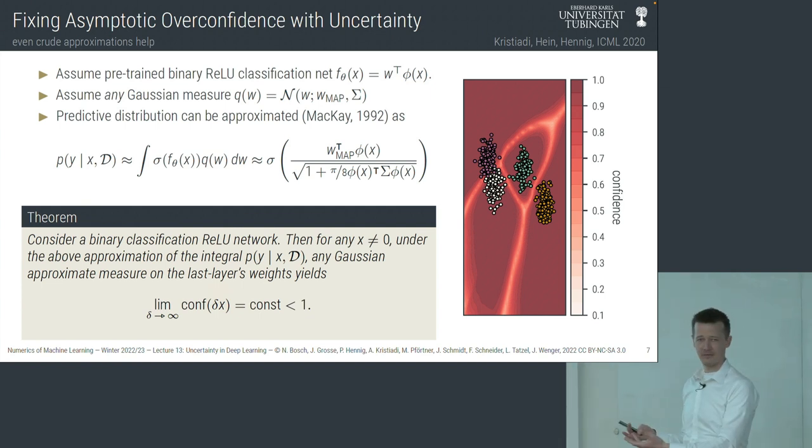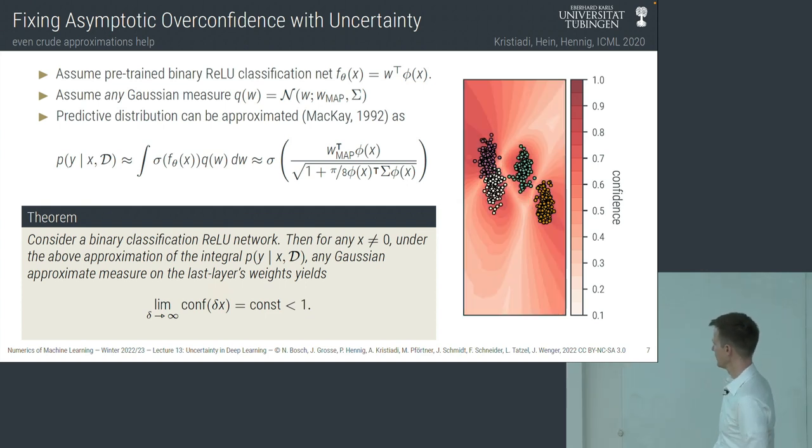How are we going to arrive at such a measure? Actually, I'll go one slide forward, because I can tell you this is what the output will look like. And you can see already that it has healed this confidence problem, right? It just becomes less and less confident about the classes as you move away. So how does this work?